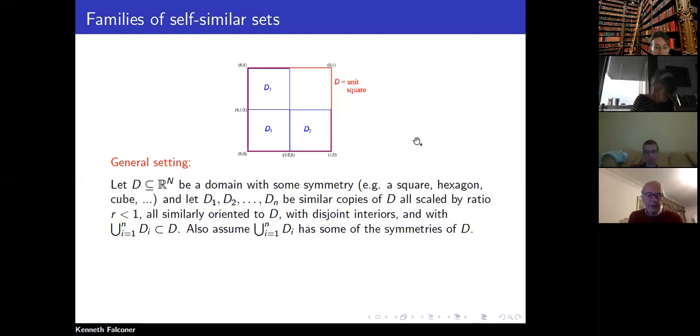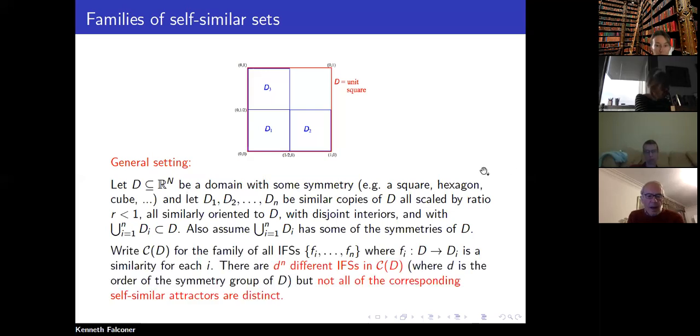So that's what we're interested in, and this can be considered in a much more general setting. Given a large domain D and small subdomains D1 up to Dn, I'm going to write script C of D for the family of iterated function systems, namely n-tuples of similarity transformations F1 up to Fn, where Fi maps the big domain D onto the subdomain Di, and I want these to be similarities. Then because the domain D has symmetry, if it has a symmetry group of order d, and I've got n subregions, I've got d to the n different n-tuples of similarity transformations in this family.